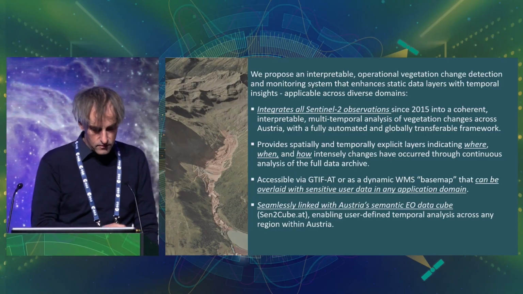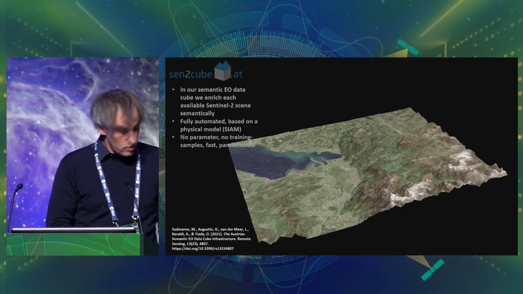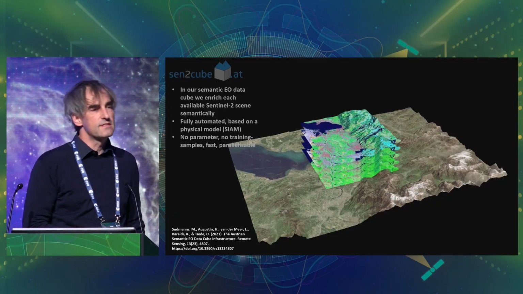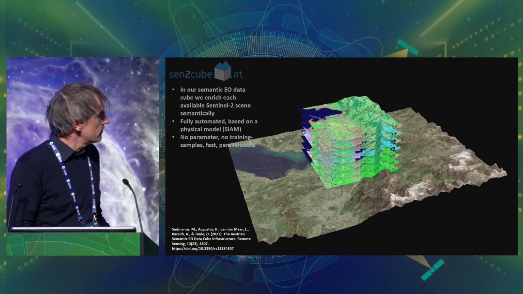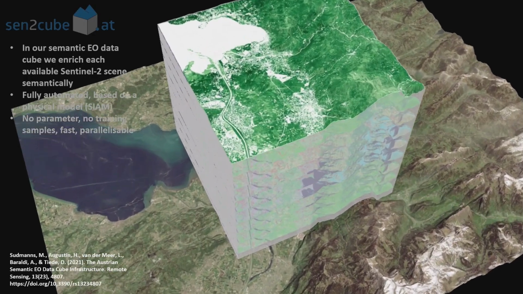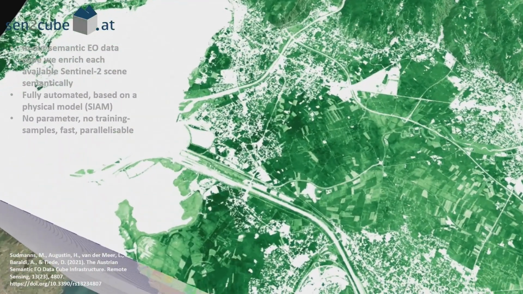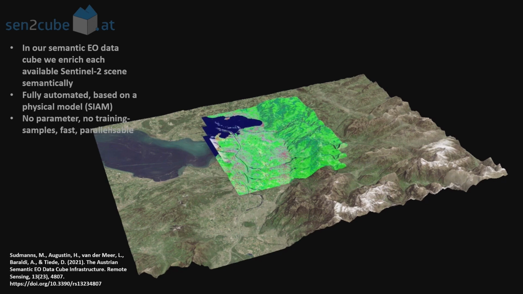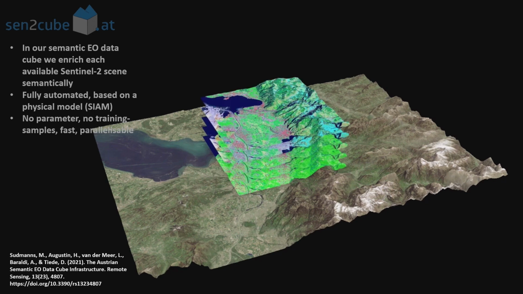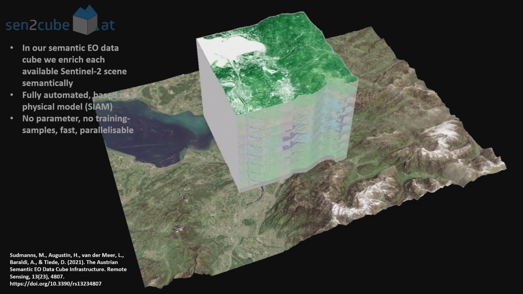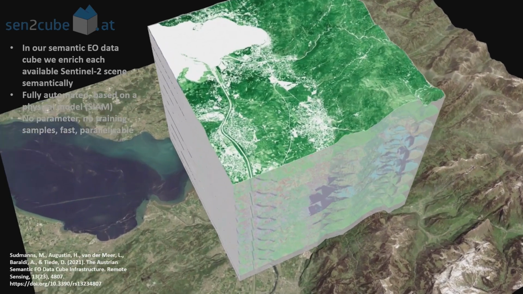What is the semantic EO data cube? I just shortly want to show you this. In our data cube, the difference to all the others is every single pixel is labeled. It has a semantic information. We do that fully automated based on a physical model. That's SIAM in our case, satellite image automated mapper. No parameters are required, no training samples. It's fast. You can parallelize that worldwide, also between different sensors, as long as they are at least top of atmosphere corrected, which is very important. You can read that up. There is a link to the paper of that implementation.